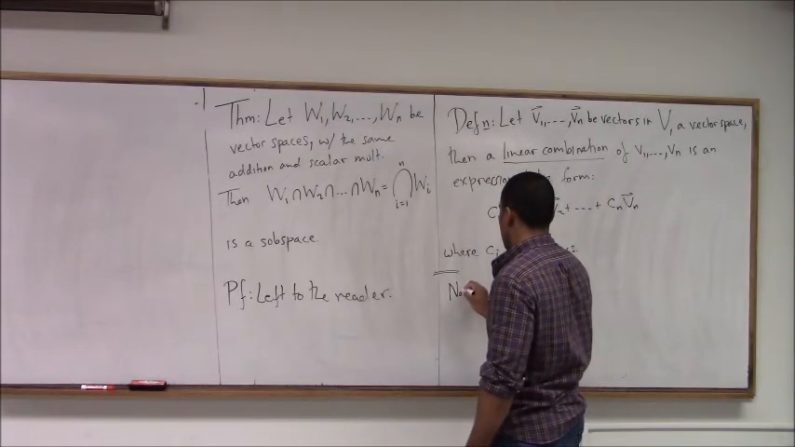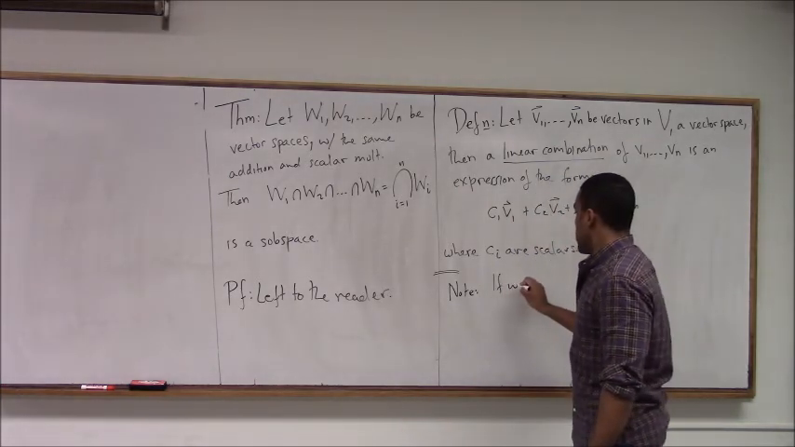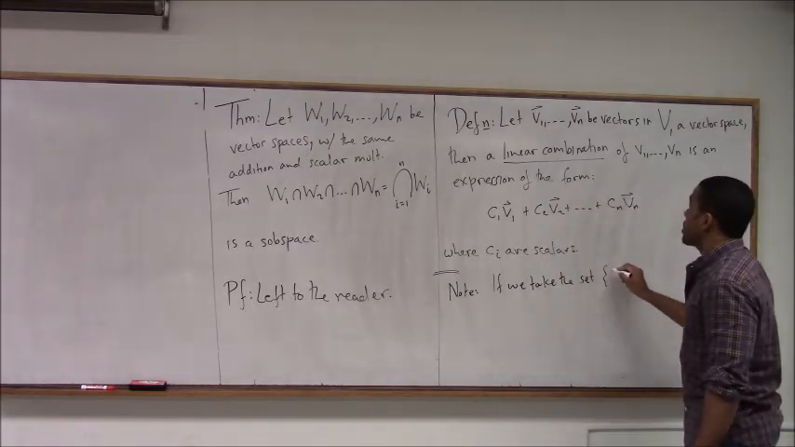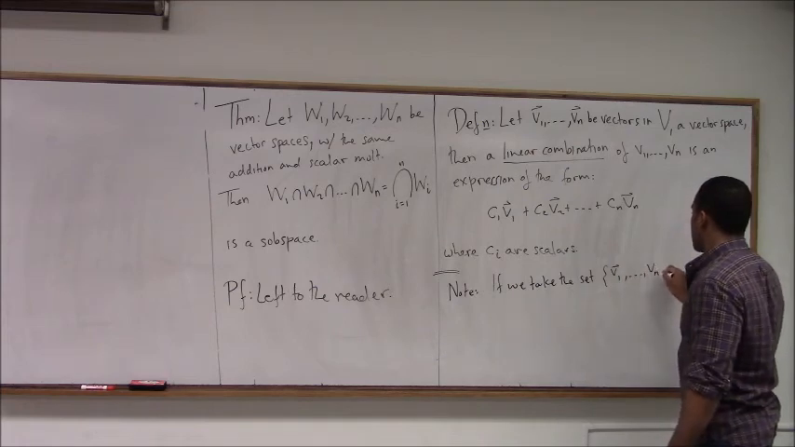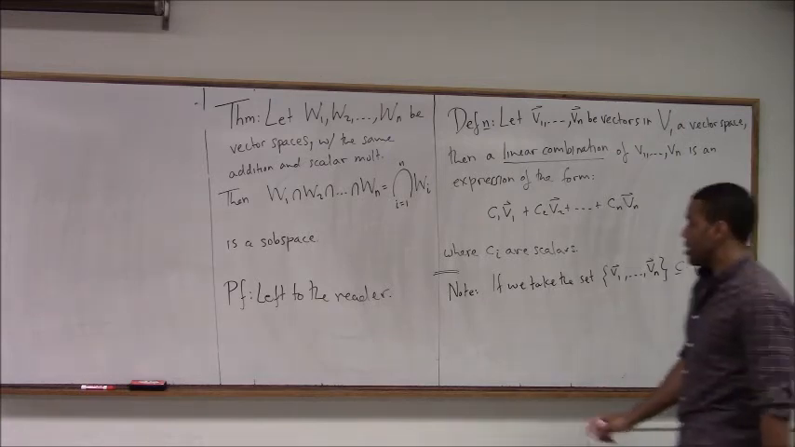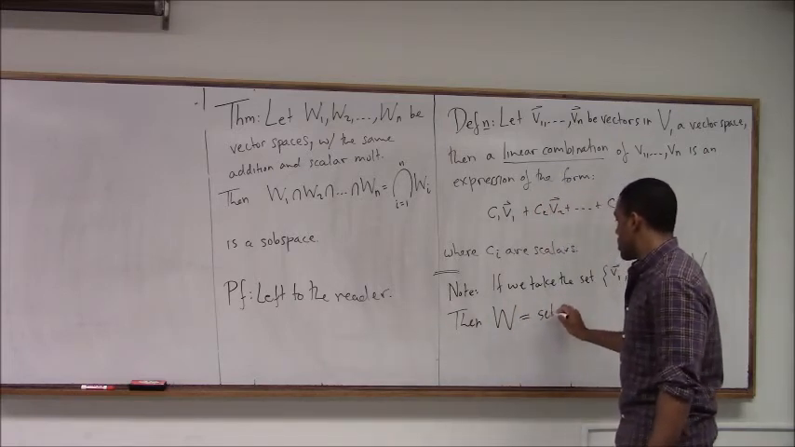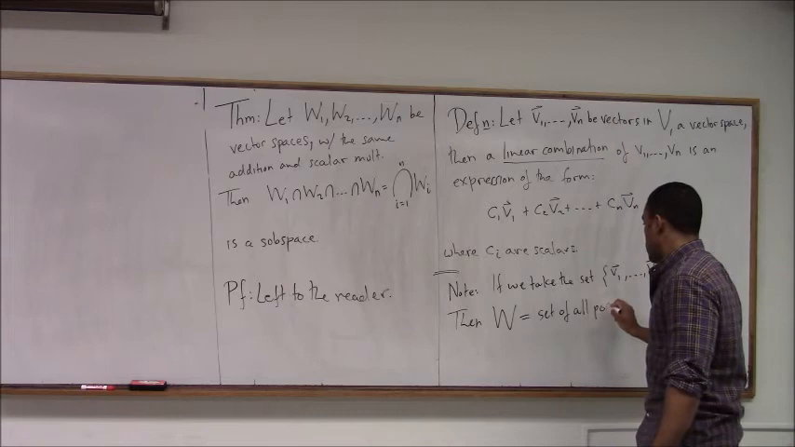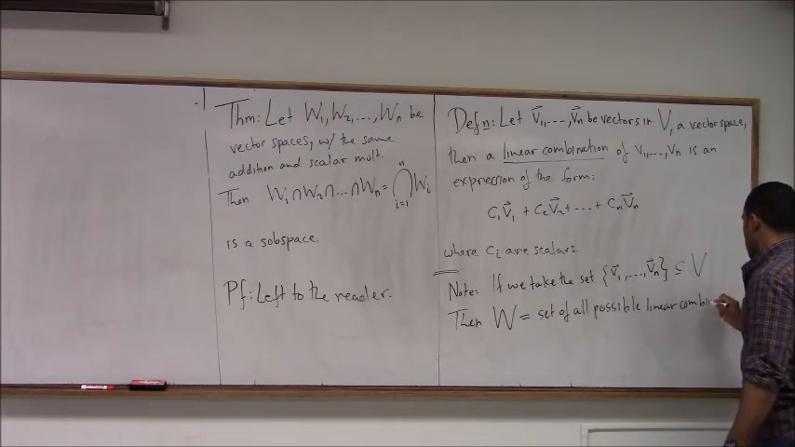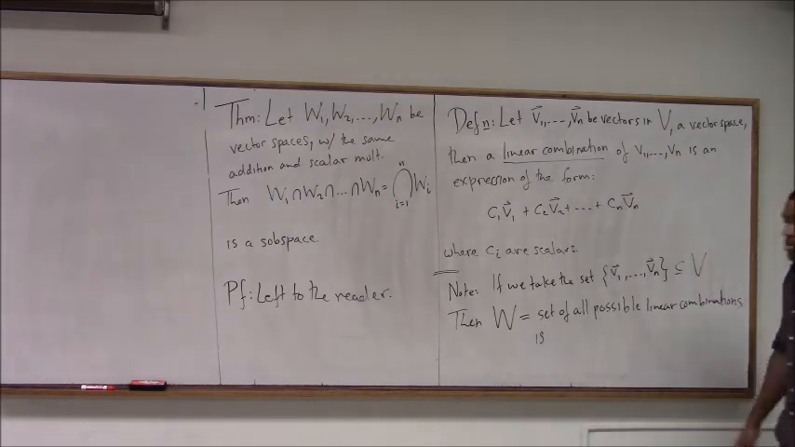Note. If we take the set V1 through Vn, and these are a subset of V, obviously, because they're just a few vectors that I pick out of V, then W, if I call W the set of all possible linear combinations, is or is not a subspace.